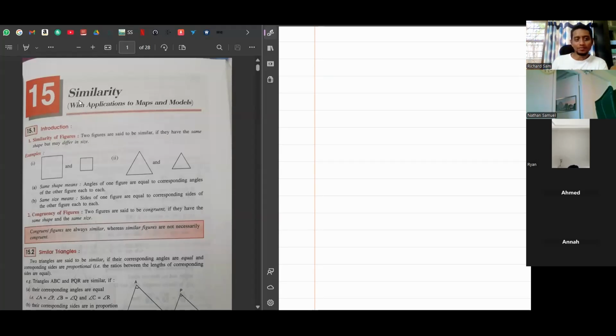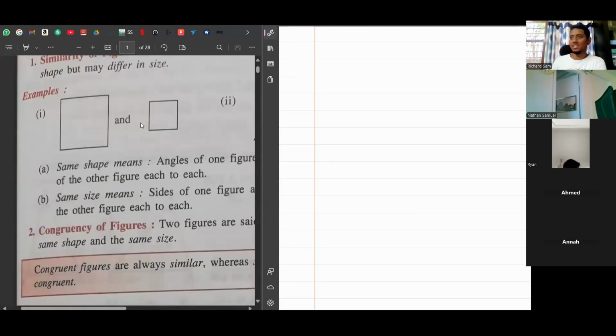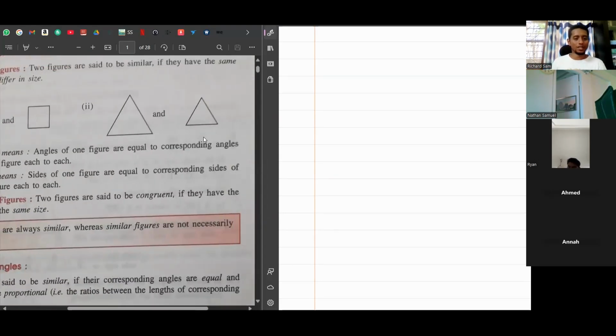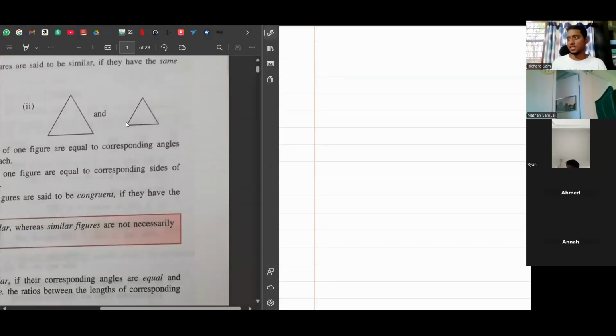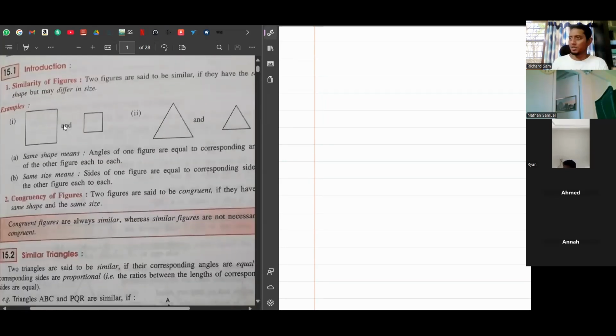In similarity, shape is same, but not the size. Size can be different. So here if you see these two shapes, they both are squares. And so they are similar in shape, but their size is different. So these two squares are said to be similar. Look at these two equilateral triangles. Equilateral triangles will always be same in shape, but their size can be different. Okay, one small and one big. So two squares will always be similar and two equilateral triangles will always be similar.